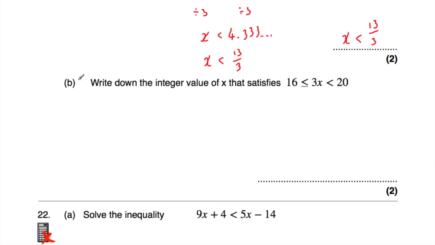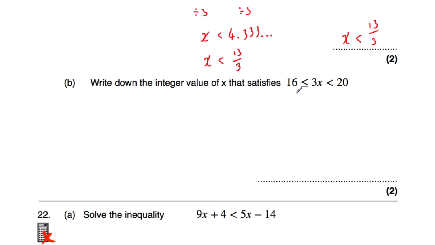Okay, then let's have a look at part B. Part B says write down the integer value of x that satisfies 16 is less than or equal to 3x, which is less than 20. Now, because it's integer value, it seems to imply that there's only one. So let's have a look and see if there's just one integer value of x that would work here. So we don't want the 3 here, we just want x.